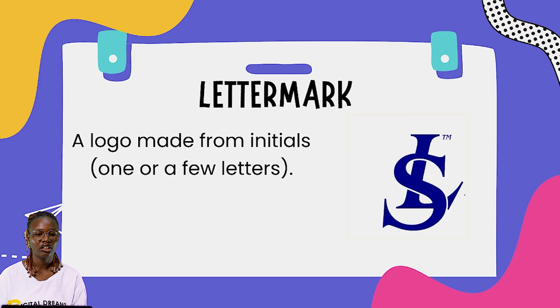All right, so the next logo is letter mark. So a logo made from your initials, one or a few letters. This one doesn't have too many words attached to it. It's just like maybe you pick up the initials in your name. Like now we have this LS. This is Link School. All right. But you see, they just picked out the initials, L and S, and used them to make a logo. So wherever I see this, I will say, okay, this is the Link School logo.